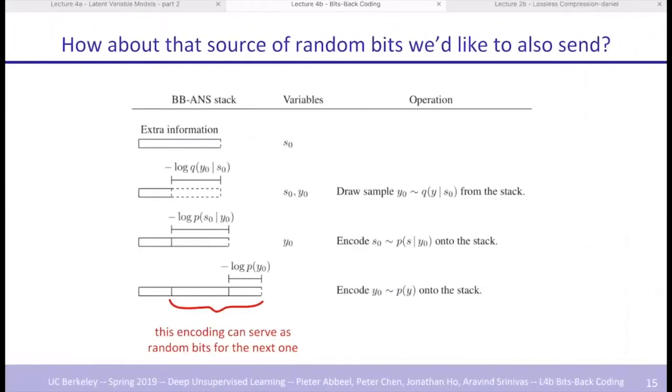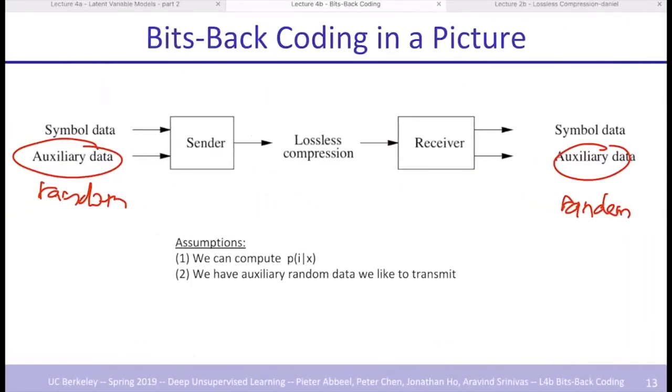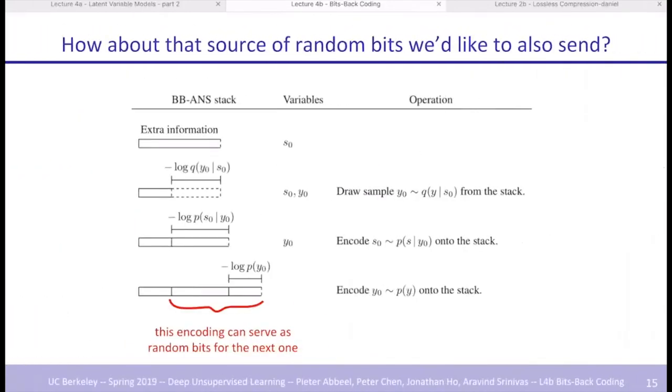Then in the next slide, he gives us an example of exactly how it will be run in practice. In his assumption here, we do have random data that we want to transmit. So it only works when there is other additional information we want to transmit. So here is this additional random information. And then you can take a chunk of it to sample.